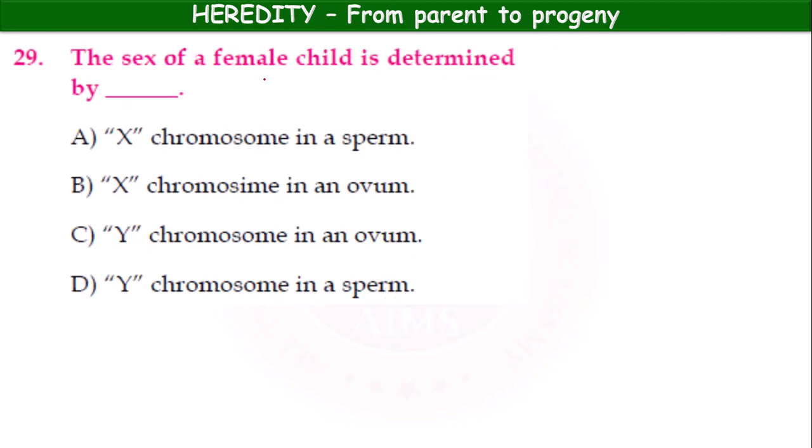29. The sex of a female child is determined by X chromosome in a sperm, X chromosome in an ovum, Y chromosome in an ovum, Y chromosome in a sperm. Y chromosome in a sperm. 29.